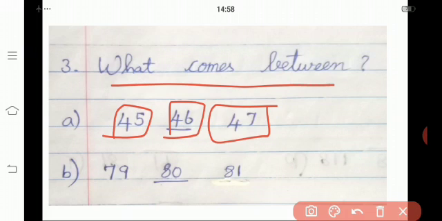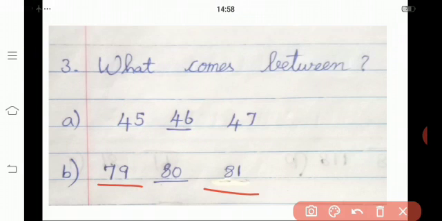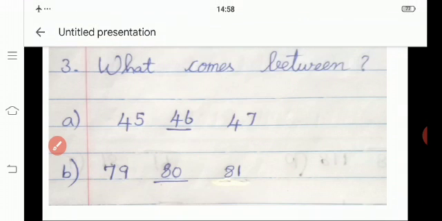Okay children, look at the next one: 79 and 81. What comes between? Yes, 80. So 80 is the middle number of 79 and 81. The same thing, 80 is the between number of 79 and 81. Okay children, shall we move on to the next one?